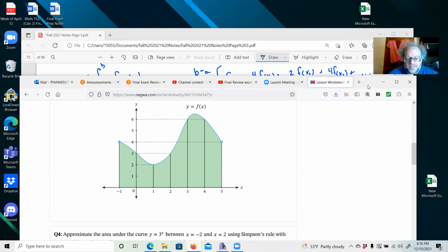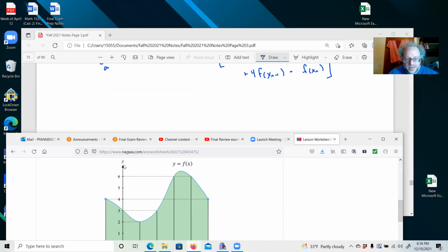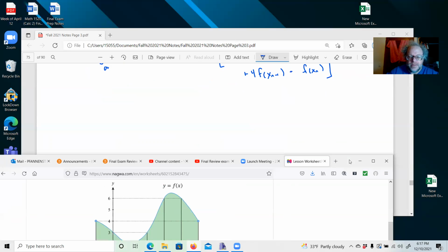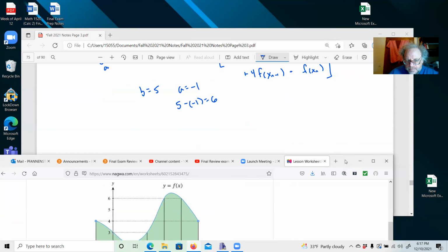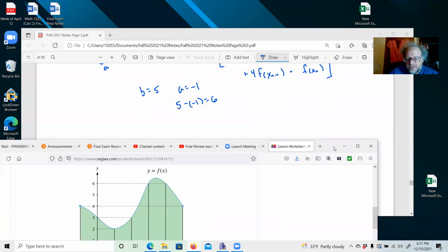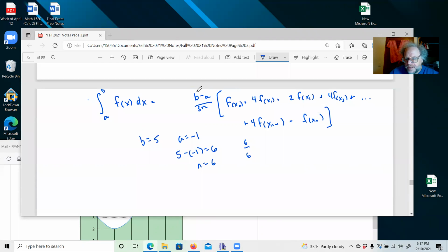So we have b minus a over n. That's one thing we need to deal with. In this particular case, a is -1, b is 5. So b is equal to 5, a is equal to -1, and 5 minus -1 is equal to 6. Then we have 1, 2, 3, 4, 5, 6, so we have n equals 6. We have 6 over 6. b minus a over n equals 1.